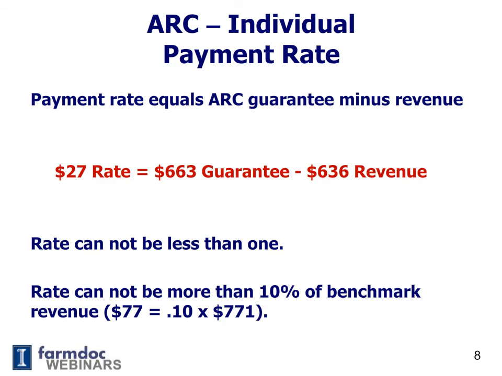The payment then will be the guarantee minus the revenue. In this case, it's $27 per acre, or $27 the rate, and that rate cannot be less than 0, and it can't be more than 10% of the benchmark revenue. So in this year, we would have a $27 rate per acre.